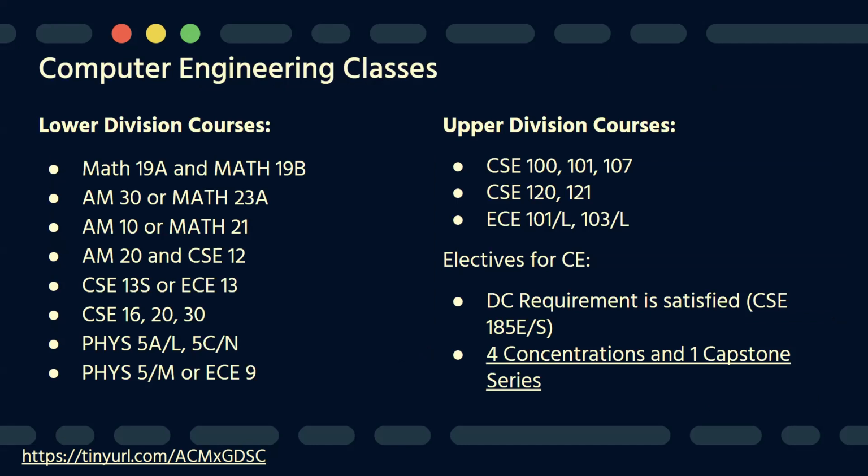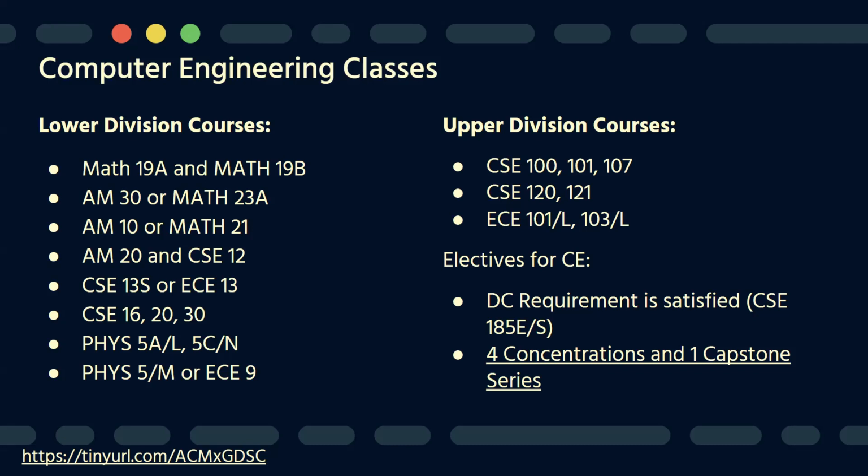Essentially, you'll have some of the same lower division courses: Math 19A and Math 19B, covering your math courses, AM 30 or Math 23A, AM 20, that whole series. Again, the same math you'd probably be taking as a CS major. You'll have CSE 13S, another important lower division course that all computer science related people take here. At the very bottom, we have physics 5A, then 5C, and 5, that should be 5B and M. That's basically your entire physics series, since you're going the engineering path.